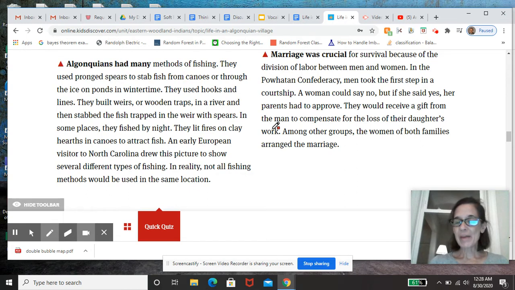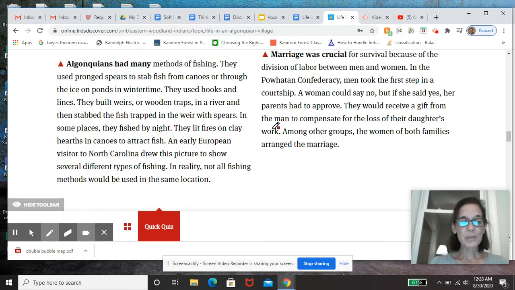Algonquins had many methods of fishing. They used pronged spears to stab fish from canoes or through the ice on ponds in wintertime. They used hooks and lines. They built weirs, or wooden traps, in a river and then stabbed the fish trapped in their weir with spears. In some places, they fished by night. They lit fires on clay houses and canoes to attract fish.